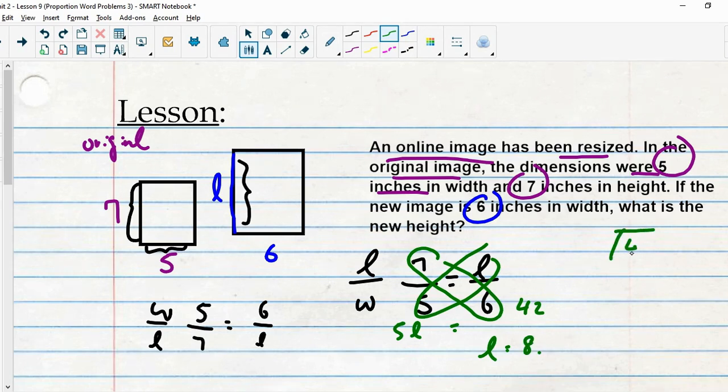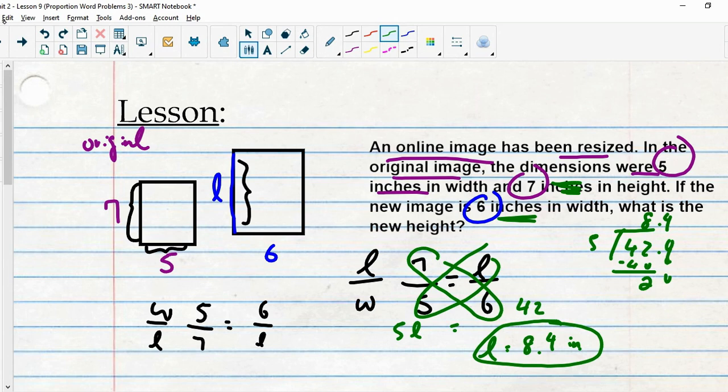Alright, let's just do it here. 5 going into 42, 8 times. 8 times 5 is 40. I'm left with 2. So I add a decimal here, right? So 5 going into 20 how many times? Yeah, 4 times. 8.4. 8.4 what? Oh wait, oops. Inches. Just like that.